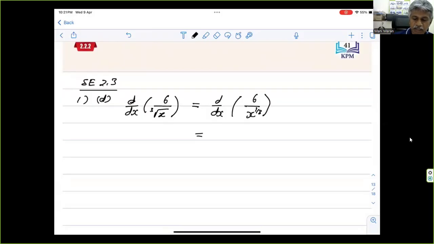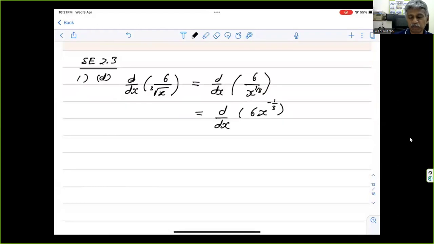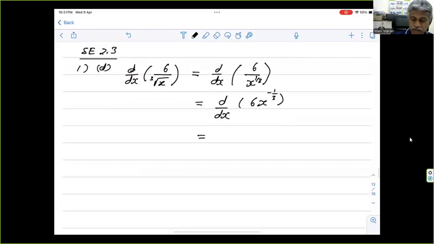And then anything that appears at the bottom here, bring it to the top, so the power will become negative. So you've got d by dx of 6x to the power negative 1 over 3. Once you simplify or rearrange the equation, the next step becomes very simple: direct differentiation. This will give you 6 multiplied by negative 1 over 3. Remember to put the bracket there because it's multiplication. 6 times negative 1 over 3, x to the power negative 1 over 3 minus 1.